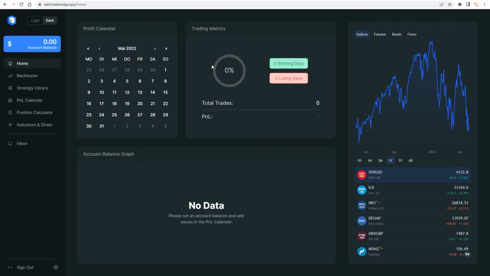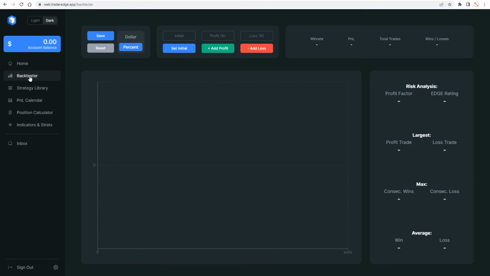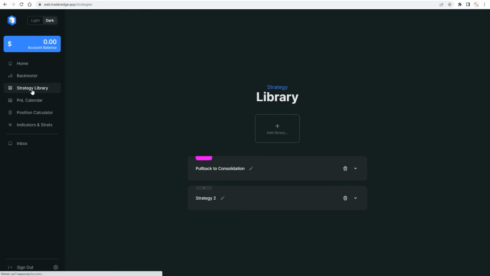It's very simple. We go to the backtester here, set an initial value for the account size, and then for every trade of your backtest you can add the profit or loss. For this you can use percentage or dollar, but all my strategies have a certain risk amount in percent, so I'll keep this setting. Okay, then I'll switch to the strategy library and add the strategy that we are going to backtest now.